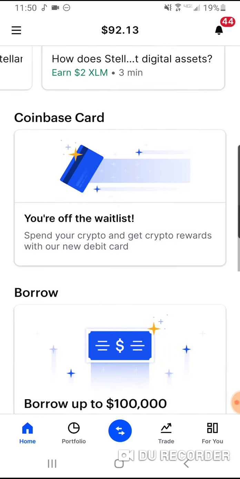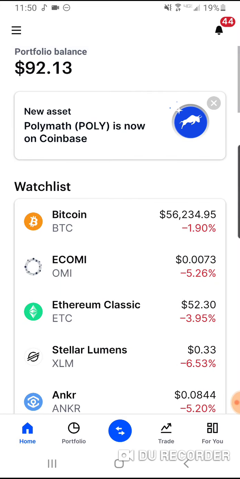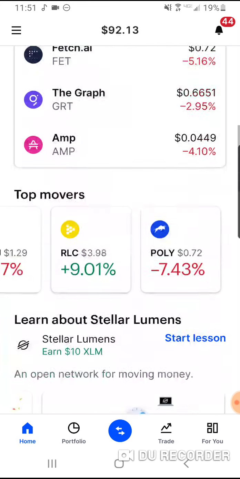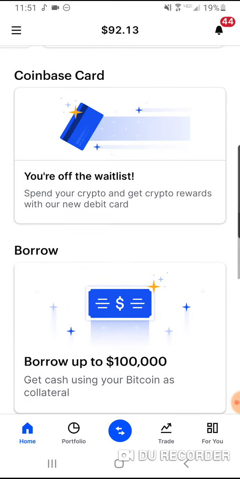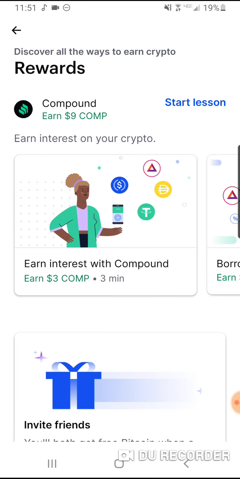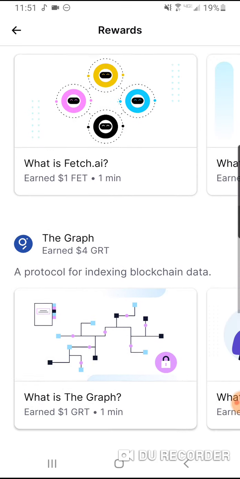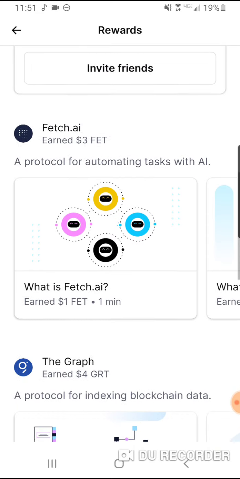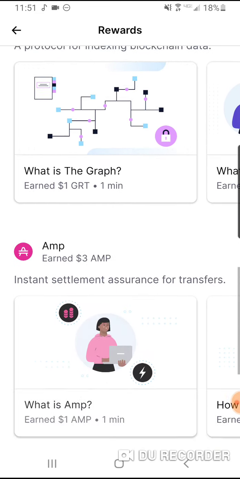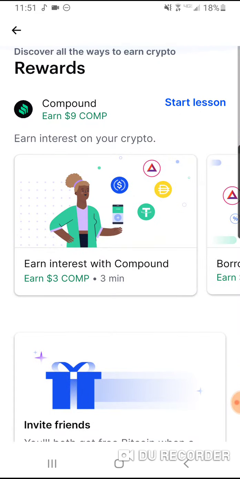Let me see if I have other more lessons for today. Okay, so I have to do compound. Yeah, and I think I already did the graph, the fetch.ai, and then the stellar lumens. So I'll see you guys in my next video for compound. Let's learn about compound and earn together.